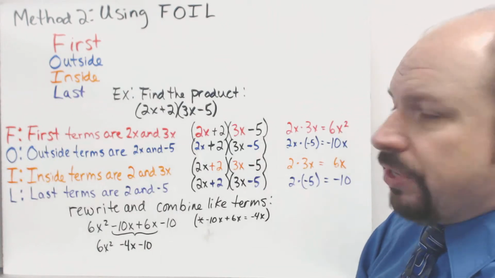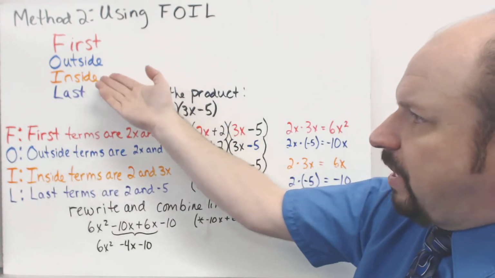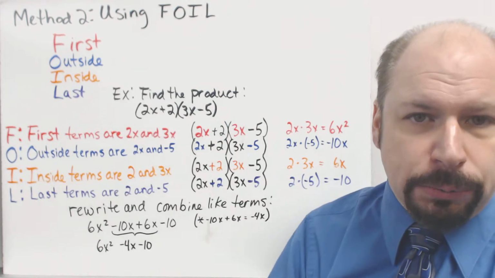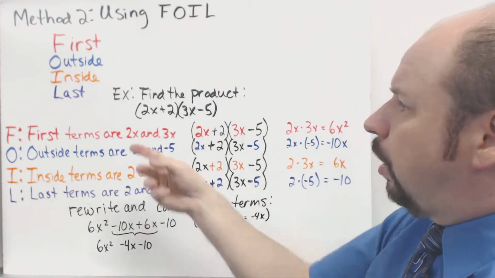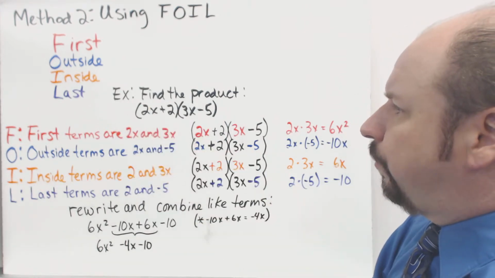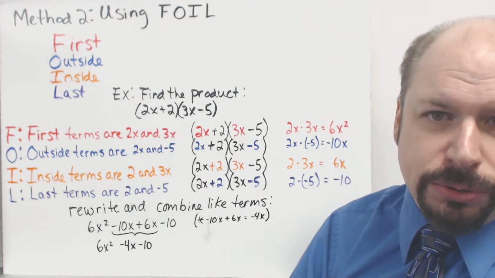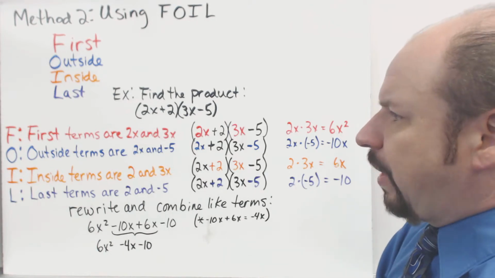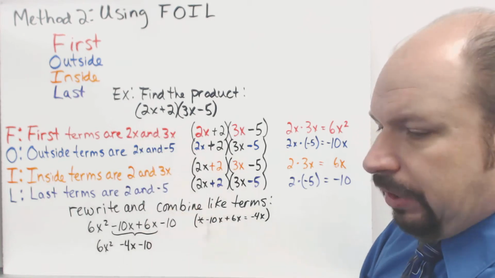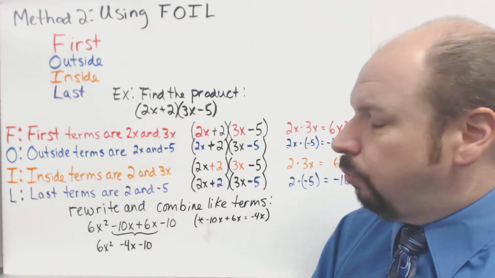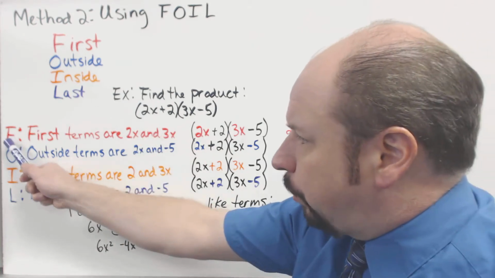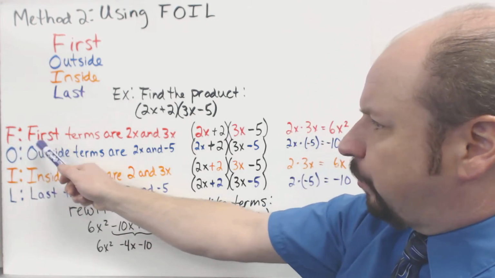So FOIL stands for first, outside, inside, last. You might remember using this one in Algebra 1. So we are going to find the product of 2x plus 2 times 3x minus 5. I've laid it out here so you can see what we're going to be multiplying. So when we go with F, F stands for first.